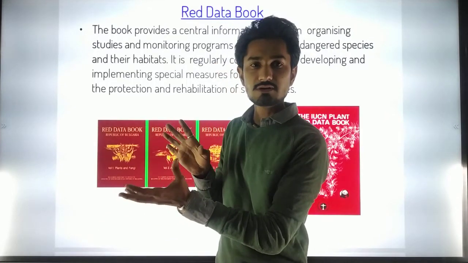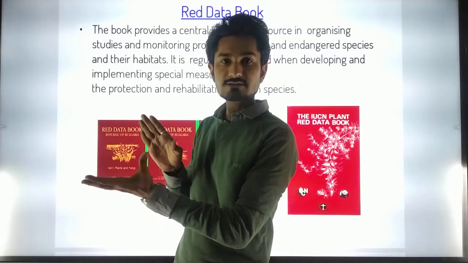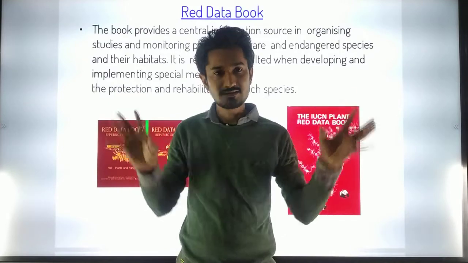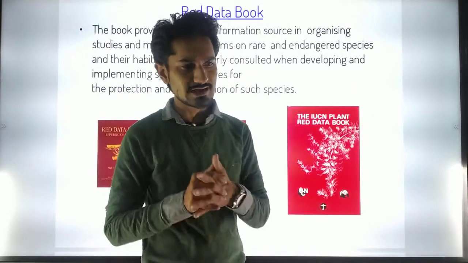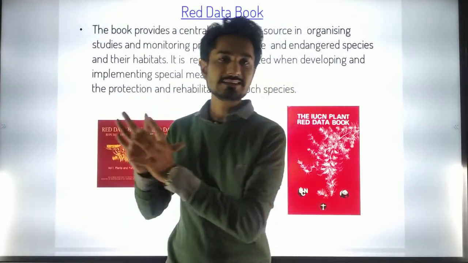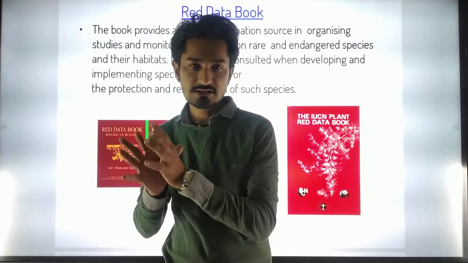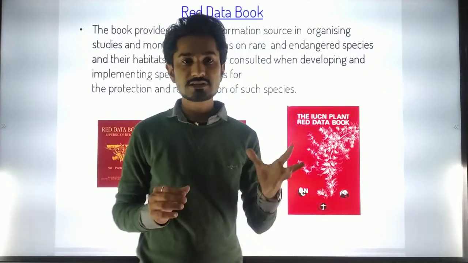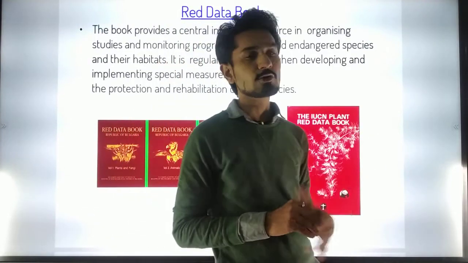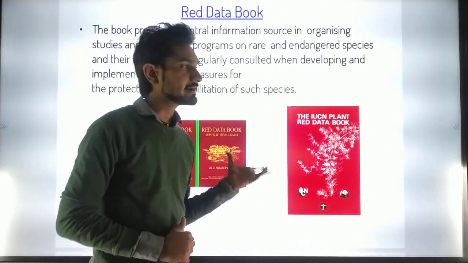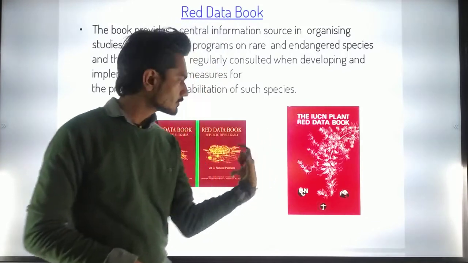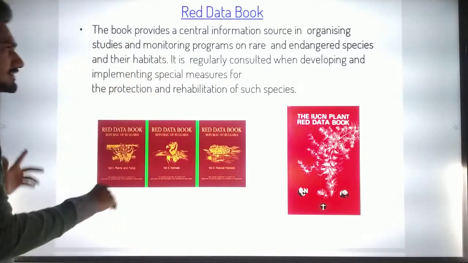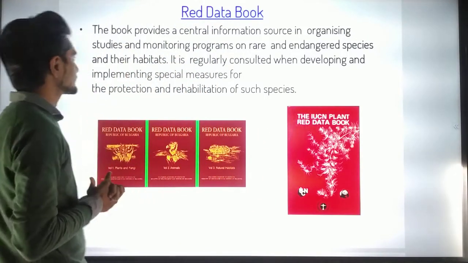Whatever plants are on the verge of extinction, they have given all the details: what animals are in the endangered category, and what species are in an extinct range of these animals and plants. They have given all the data regarding that. In which book? In the red data book. Okay, so we'll take the information regarding that.